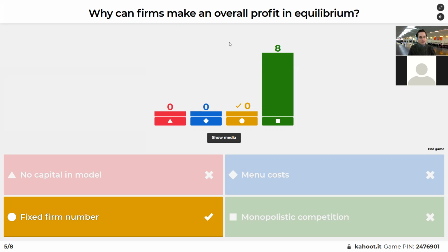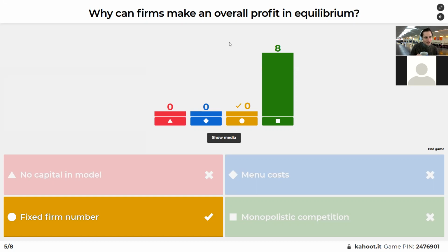So the thing that allows firms to make an overall profit, not an operating profit, is the fact that in this model, we fixed the number of firms. As you recall, we're integrating from 0 to 1, so the number of varieties is just measure 1. Any questions about that? This was a bit tricky.